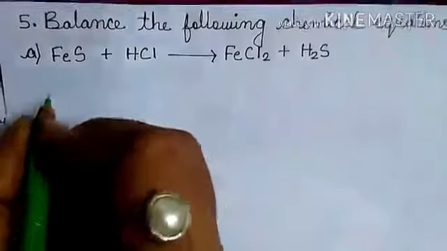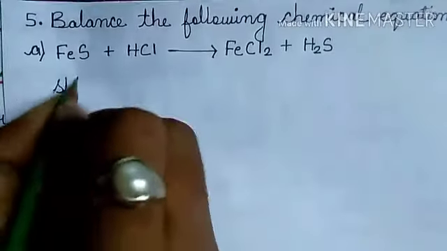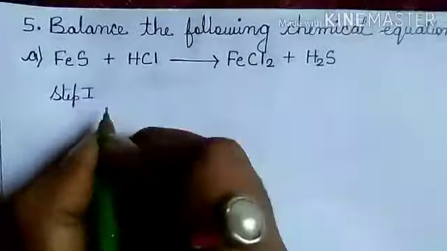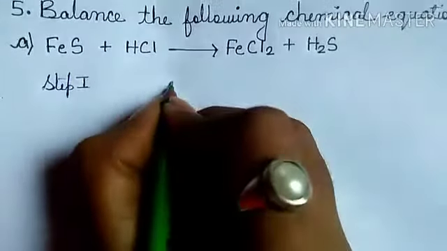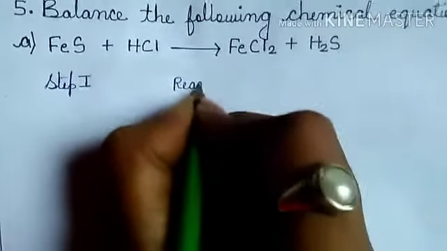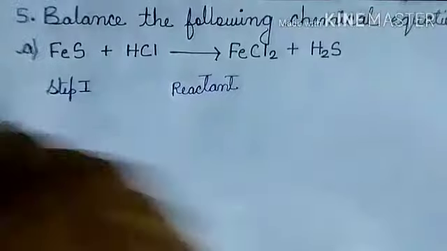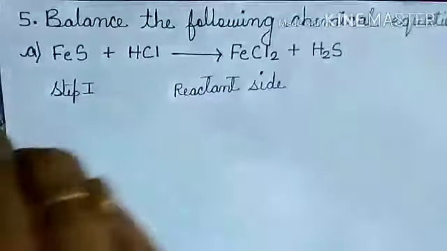Now we'll see the next. Balance the following chemical equations. Here question number A is FeS plus HCl gives FeCl2 plus H2S. Here, for balancing, your first step is to count the number of atoms of each element on either side. First, we write the reactant side and then the product side.